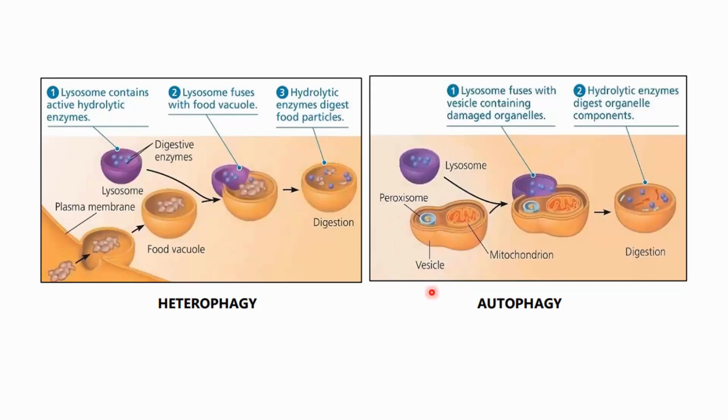Basically, within the cell there are certain organelles present inside the cell. The lysosome fuses with the vesicles containing these damaged organelles. These hydrolytic enzymes digest the different organelles which are damaged, and since it fuses with the vesicle that has its own organelles, it is known as the autophagosome. So in this case, the autophagosome is formed and autophagy leads to the digestion of cell organelles.